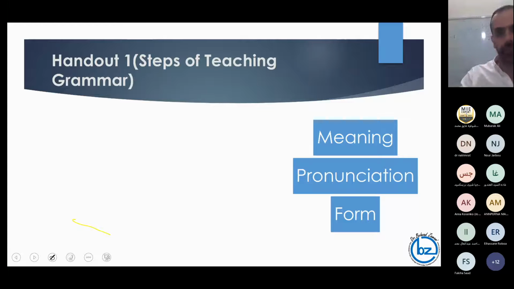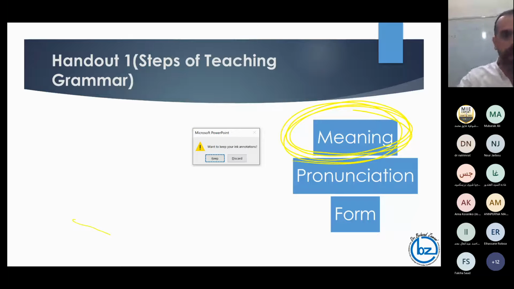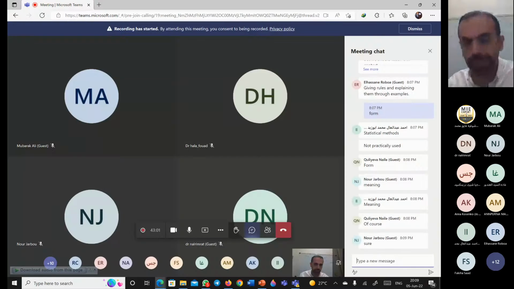Undoubtedly, this is the most important part of this story. Undoubtedly, 100%. First, meaning. Maybe you want to ask what the meaning is. Should I translate the grammar into Persian for my students? No. Now, to actually understand this part, I want to ask you another question.